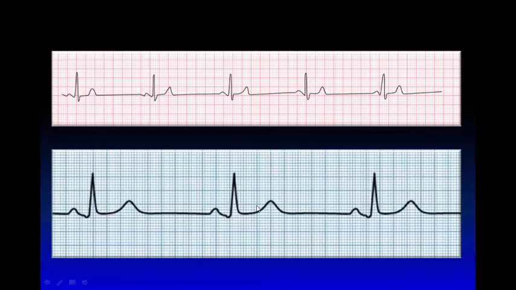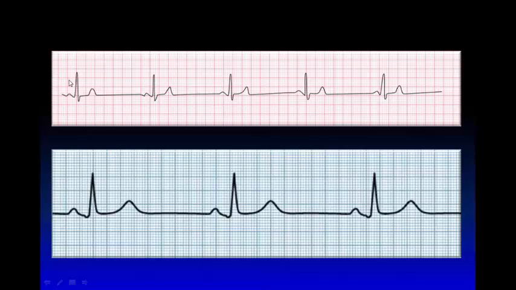Now let's see how sinus bradycardia appears in the ECG. This is sinus bradycardia, and here in this ECG strip it is also sinus bradycardia because we have P waves, and each P wave is followed by a QRS complex. However, this is not a normal sinus rhythm. This is sinus bradycardia because the heart rate is extremely slow.